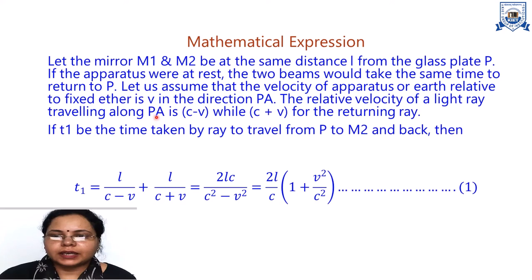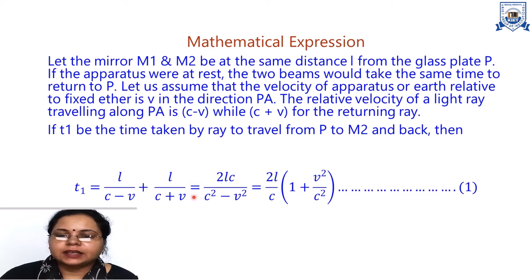The relative velocity of the light ray traveling along PA is c minus v, while in the opposite direction it is c plus v. If T1 is the time taken by the ray to travel from P to M2 and back, then T1 is equal to distance upon velocity. The distance is L and the velocity is c minus v in the positive x direction. In the return path, again the distance is L and the velocity is c plus v. So the time taken by the ray to return to the plate P is L upon c plus v.